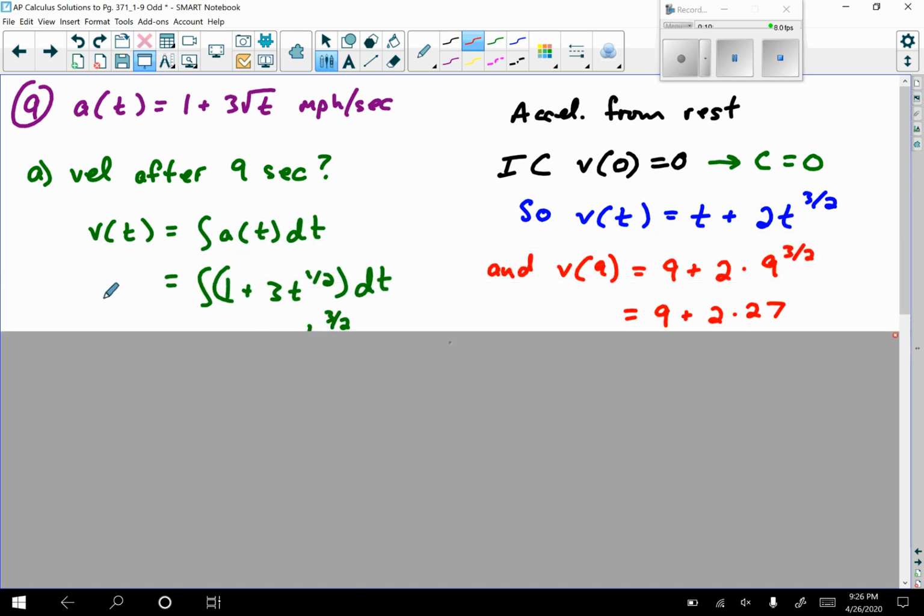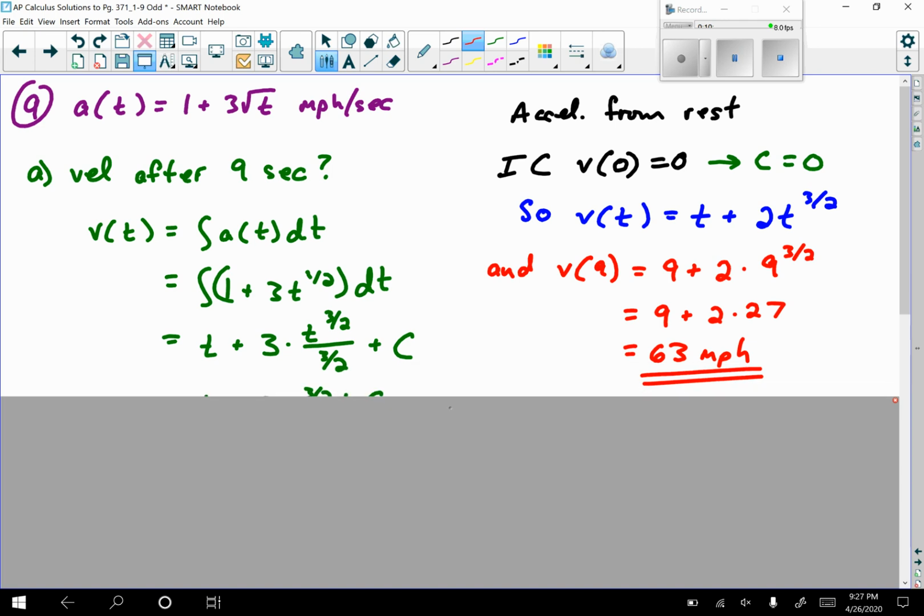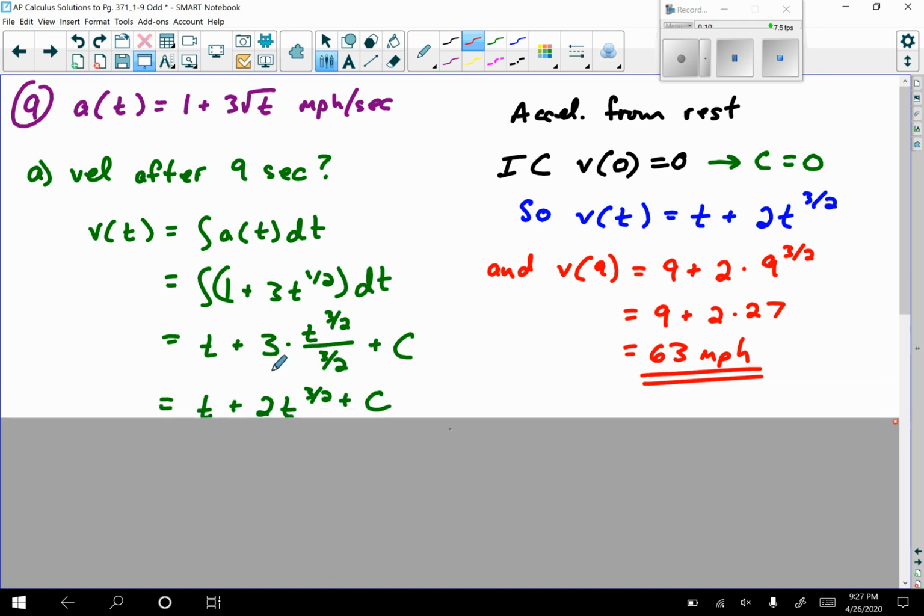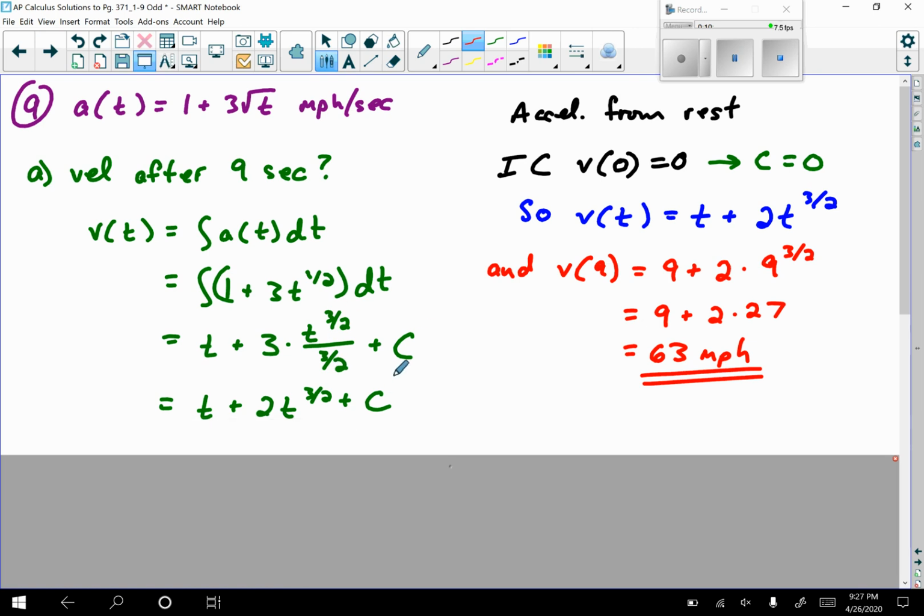So the velocity is the antiderivative of acceleration. So I'm just replacing A of t here with 1 plus 3 times t to the 1/2. So taking the antiderivative here, we get t plus, we have to be careful with this fraction. So 1/2 plus 2/2 will give us 3/2. We divide by 3/2. And then we still need the constant of integration. So multiplying 3 by the reciprocal of this denominator will just leave us with 2. So we get t plus 2t to the 3/2 plus c.